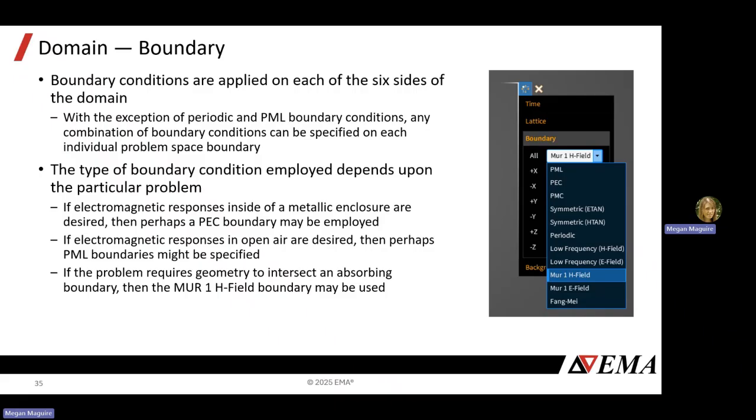If your problem requires geometry to intersect the boundary, but you still want it to be absorbing like PML, you would want to use something like MER1H field, or HMER is another thing that it's called. That allows things like a lightning source to go to the boundary or a PEC detach line. This would not be allowed with PML.